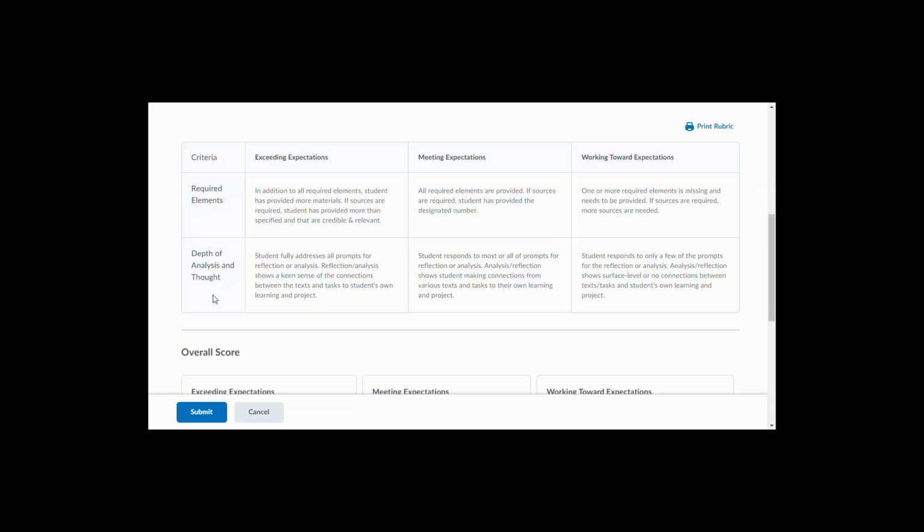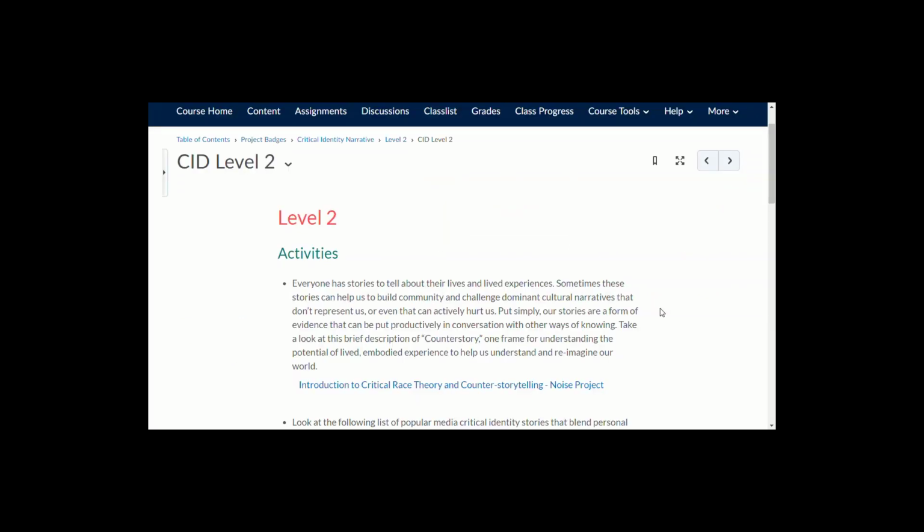In other words, can I see that you are able to see the big picture and make connections between the things you are reading, watching, or doing, and your project and learning? Remember, to earn your badge, you need to meet expectations. Let's return to the activity list to see what this means for you. Now let's look at the Level 2 activities.